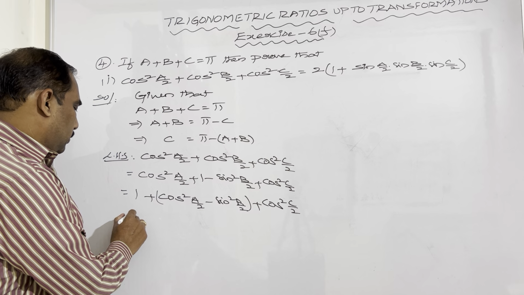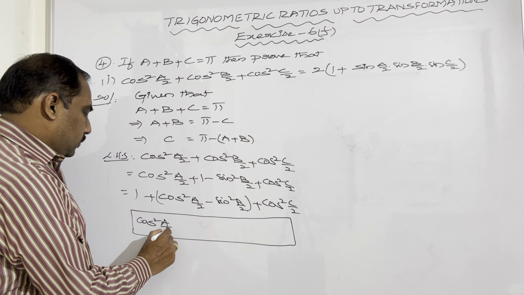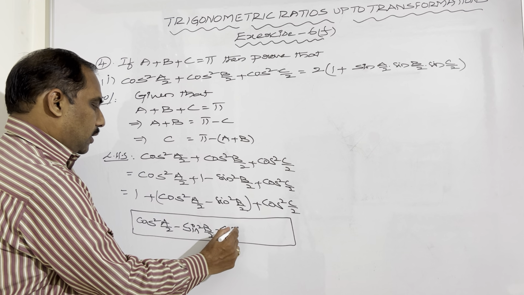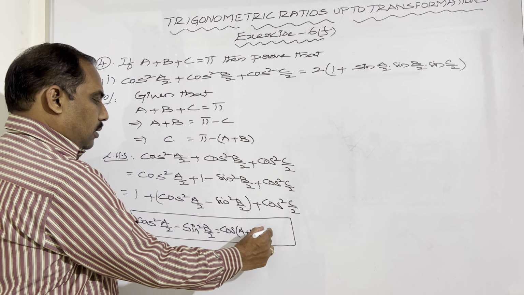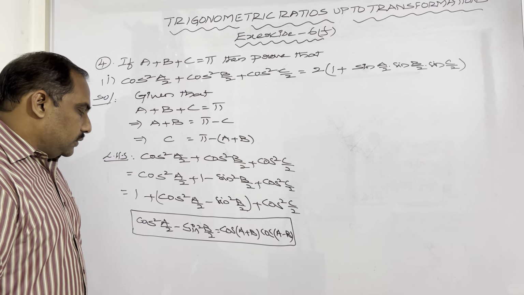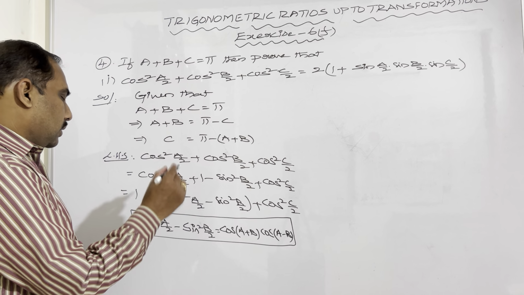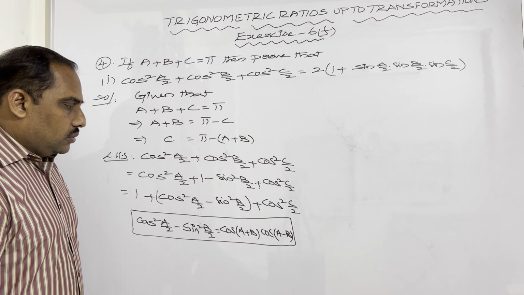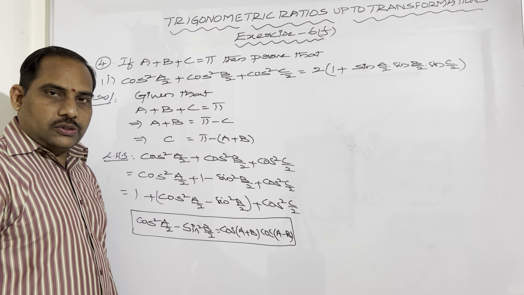Now here we have the standard formula, like cos square a by 2 minus sin square b by 2. Here we have the formula cos a plus b into cos a minus b. We have the formula cos square a minus sin square b is equal to cos a plus b into cos a minus b.